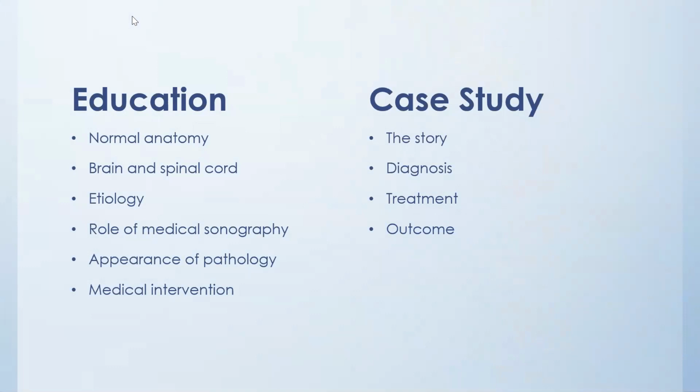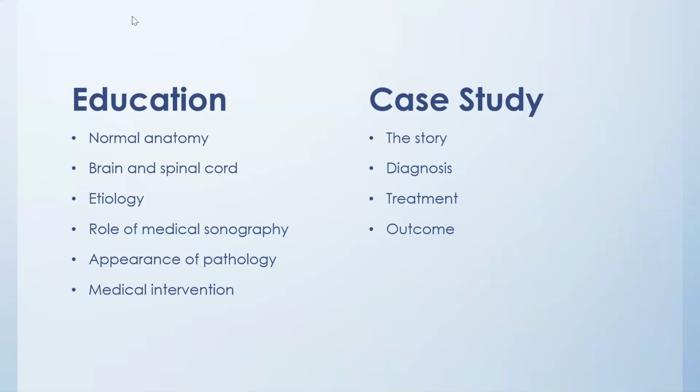The purpose of the discussion of this topic is to educate the reader on the normal anatomy of the brain and spinal cord, the causes of Chiari malformations, the symptoms which the patient experiences, the role medical sonography has in the process of the diagnosis, the appearance of the pathology sonographically, and the methods of medical intervention used to treat Chiari malformations. Another purpose is to tell the story of a specific individual who has lived with this anomaly and how it affected their quality of life.